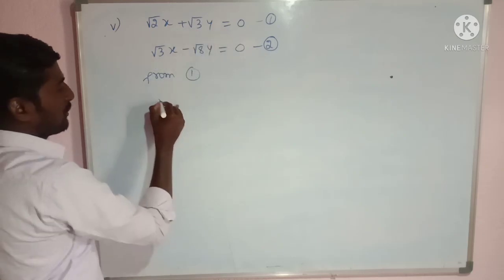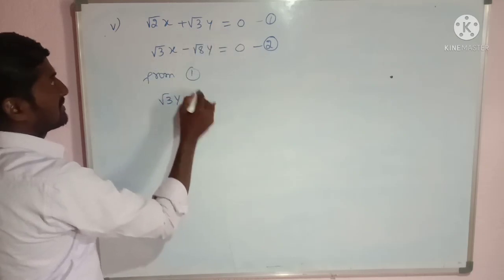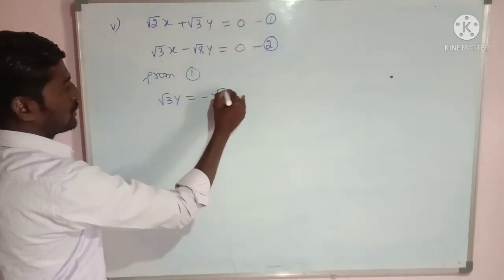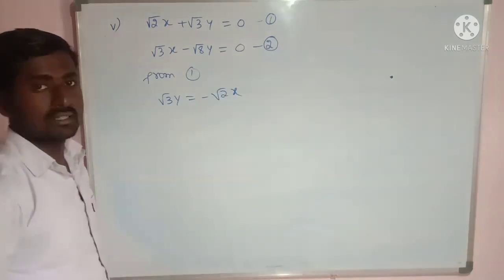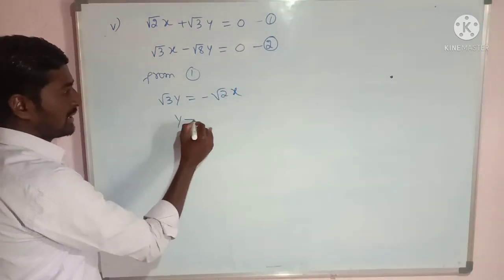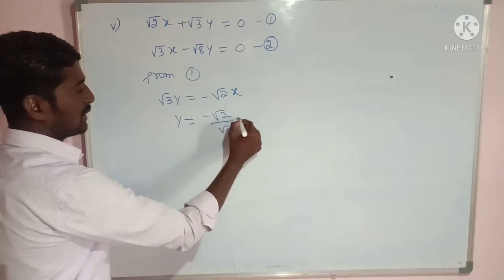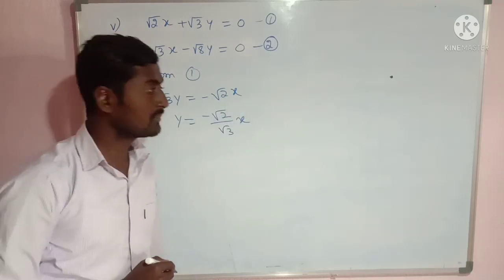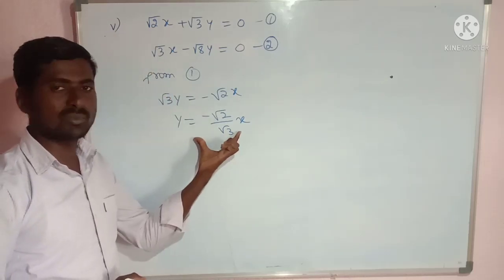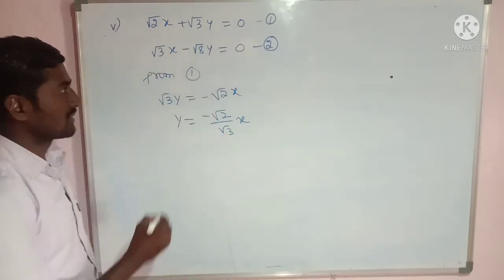I will keep root 3y on the left side. Then I will send it to the right side, minus root 2x. Then I want y is equal to minus root 2 divided by root 3 x. Okay. Now I have to substitute this value in the second equation.